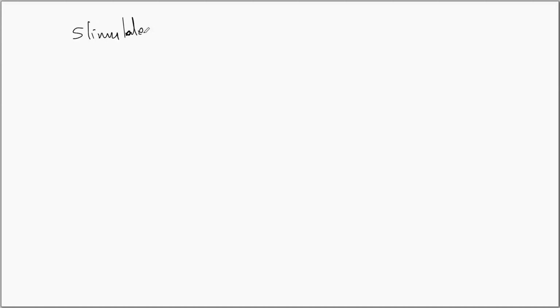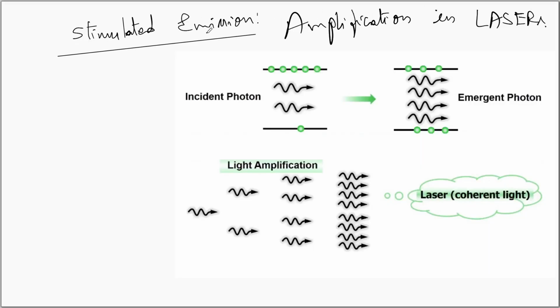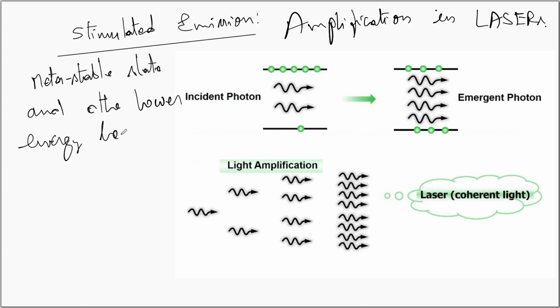The stimulated emission. The stimulated emission is responsible for the amplification in lasers. We shall recall that stimulated emission is a downward transition process. In order to have a downward transition take place, you need to have the electrons in the excited state first. In lasers, the stimulated emission happens between the metastable state and other lower energy levels.